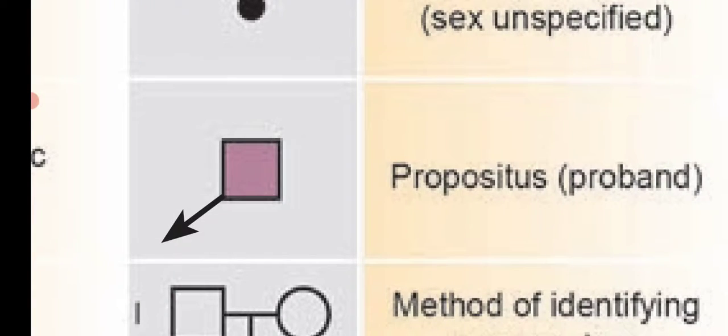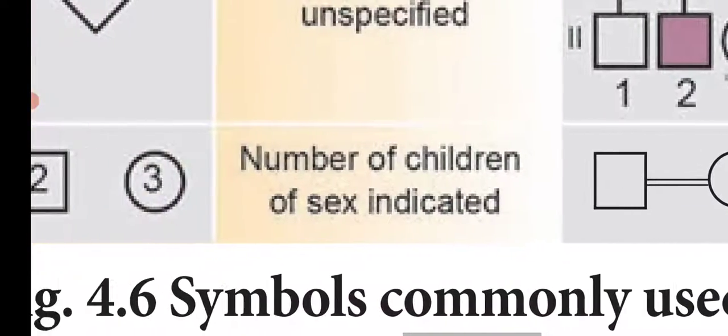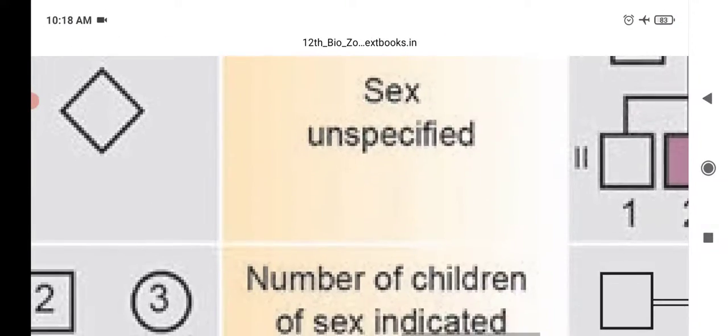This symbol denotes death, and this symbol denotes abortion or stillbirth, sex unspecified. And this is the propositus, that is the proband, the method of identifying persons in a pedigree. Here the propositus is child 2 in the second generation. Next is consanguineous marriage, that is blood related marriages. So these are the different symbols used in the pedigree chart.